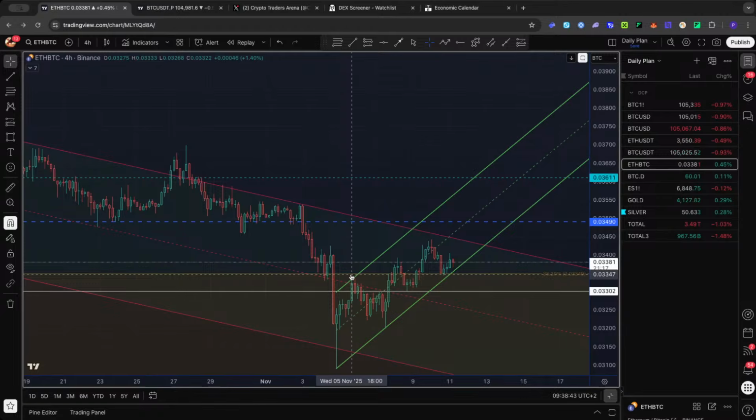You can see low, high, higher low, higher high. That's an uptrend. That's the definition. Let's see what will happen.